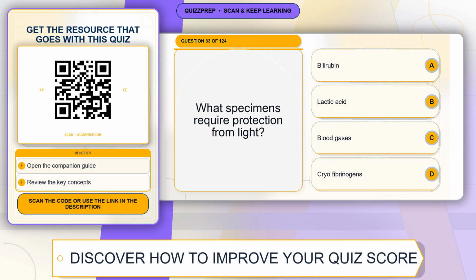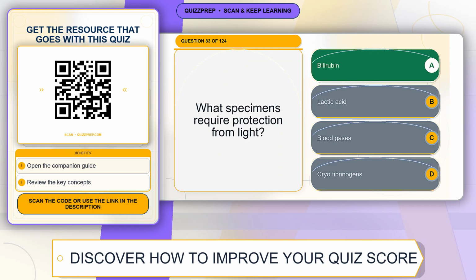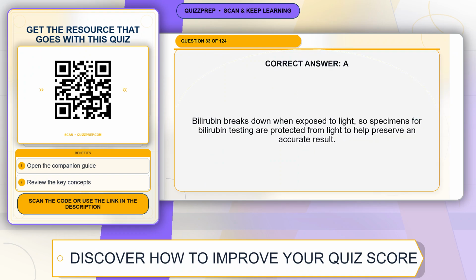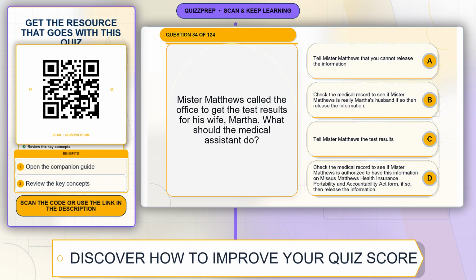Question 83. What specimens require protection from light? Option A, bilirubin. Option B, lactic acid. Option C, blood gases. Option D, cryofibrinogens. The correct answer is option A, bilirubin. Explanation. Bilirubin breaks down when exposed to light, so specimens for bilirubin testing are protected from light to help preserve an accurate result.